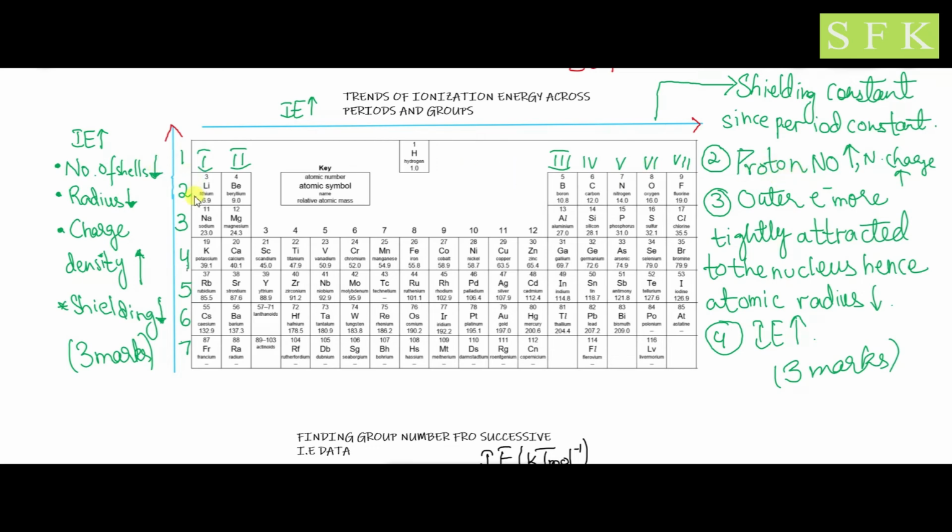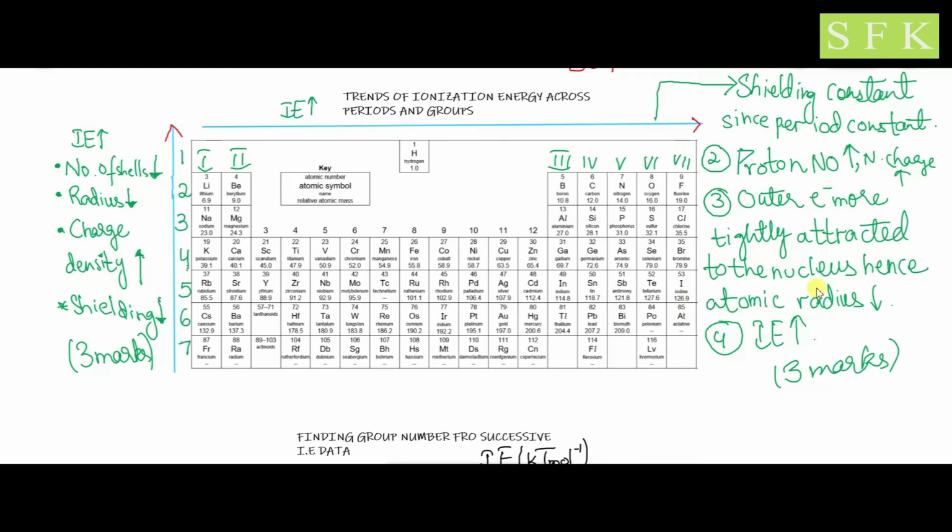But the proton number from lithium to fluorine has increased. So the proton number increases, the nuclear charge therefore also increases because the proton number is responsible for the nuclear charge. The outermost electron will get more tightly attracted to the nucleus due to the increase in proton number and the shielding effect remaining constant.